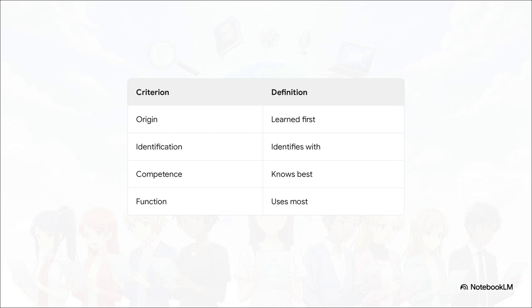First, it can be defined by origin, simply the language you learned first. But it can also be defined by identification, the language you internally identify with or are externally identified as a native speaker of. Then there's competence, the language you know best. Or it can be defined just by function, the language you find yourself using the most. It really goes to show that defining linguistic rights is this incredibly dynamic, lifelong part of human identity.